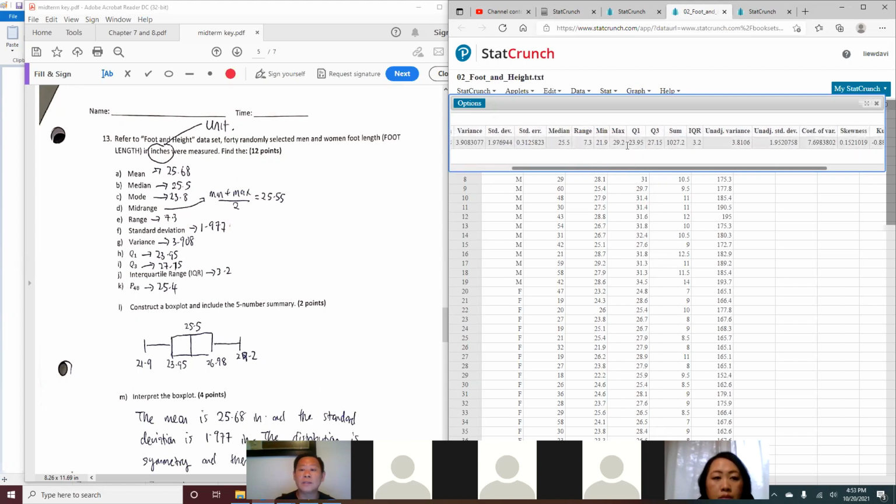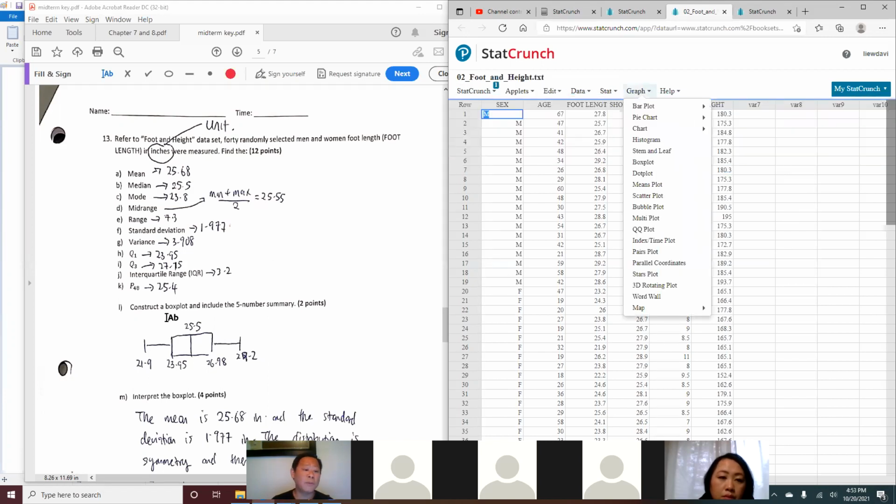Q1 and Q3 are 23.95 and 27.15. The IQR is 3.2, which means the difference between Q3 and Q1. And then the 48th percentile: if you type 48 in the percentile, it comes up to be 25.4. So this is how you do your summary statistics here.